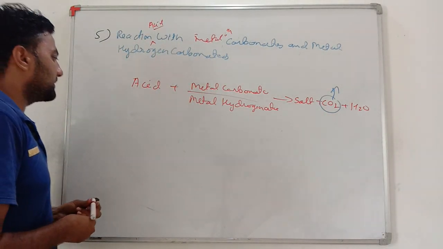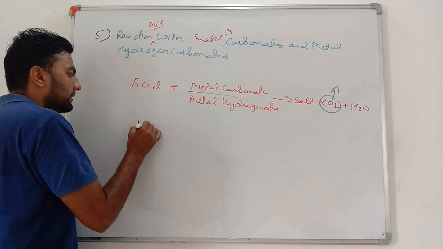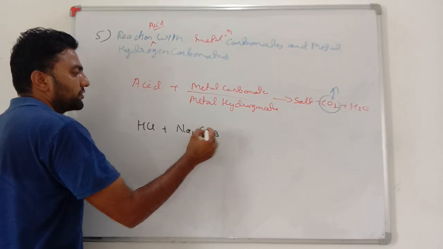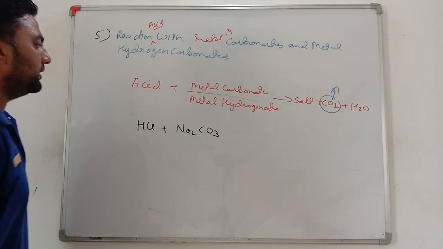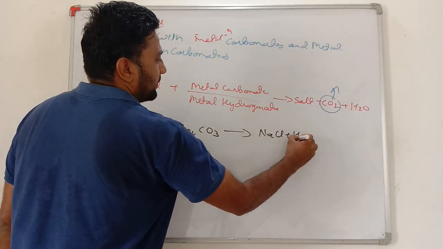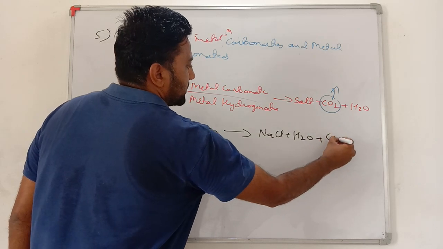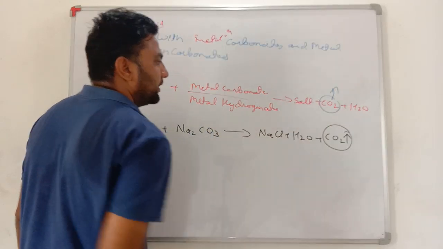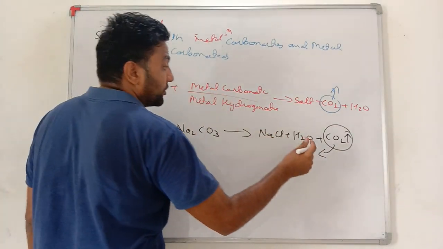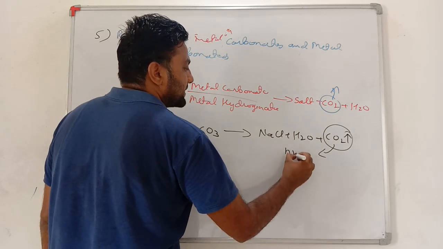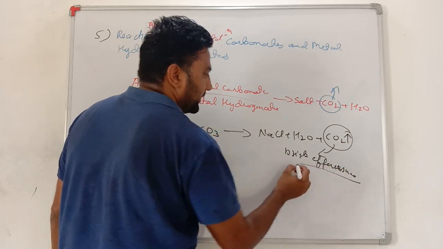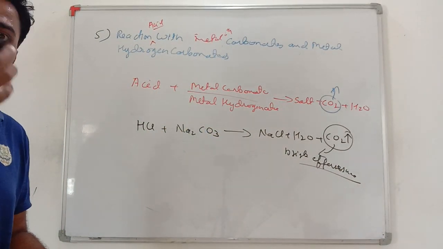My dear student, let's take an example. That is HCl plus metal carbonate Na2CO3, that is sodium carbonate. It is washing soda. What we get is NaCl plus H2O plus CO2. Very important, my dear students. Carbon dioxide gas always comes out from the liquid solution if produced in large amount, with brisk effervescence. What is brisk effervescence? Actually, this is the gas coming out with a buzzing or fizzing sound.